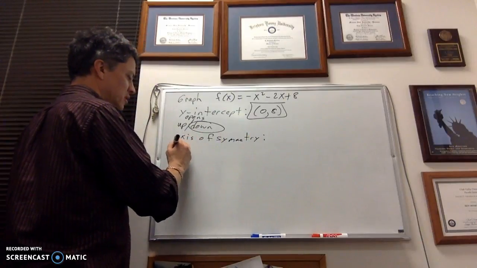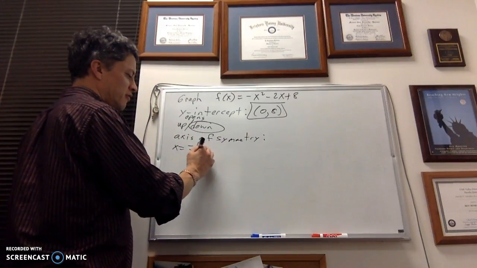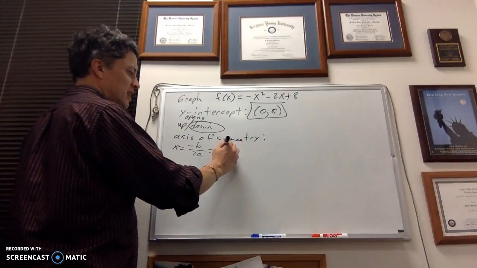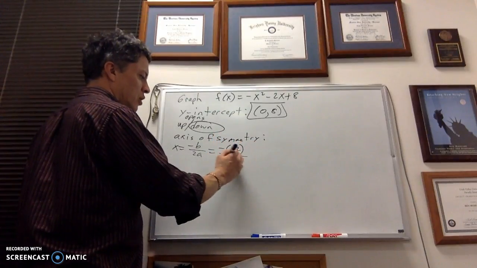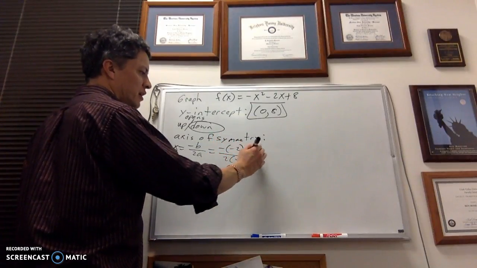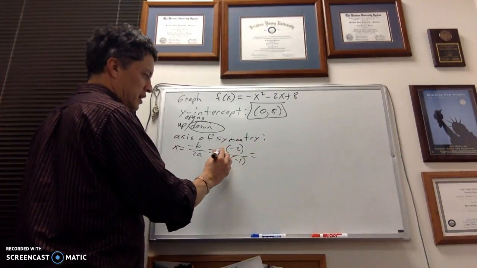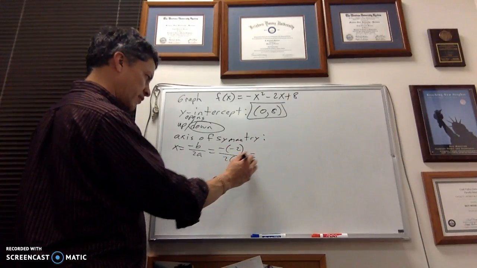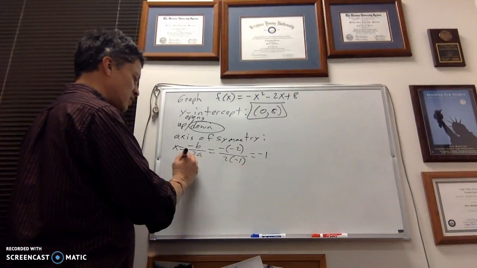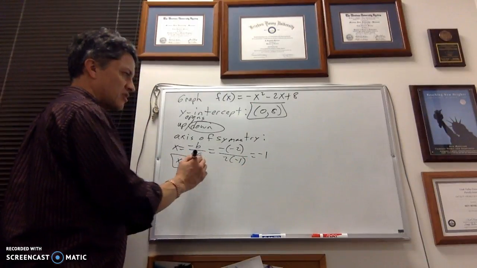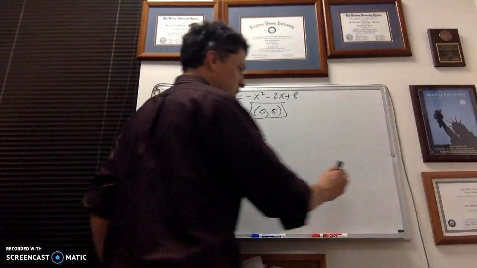If you've been watching, you know that we're going to use the formula negative b over 2a. It's the negative of a negative 2 over 2 times a negative 1. So that's going to be, what, a negative 1? So x equals negative 1 is going to be your axis of symmetry. Let's start graphing this as we go, okay?